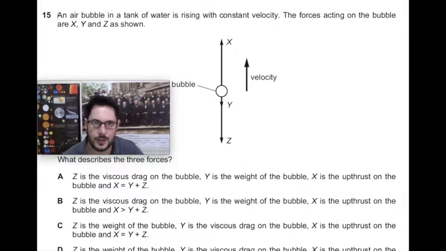We know that weight always acts downwards. We know that up thrust always acts up. So x is up thrust. Y or z is weight, and one is drag because it's moving. So there's viscous drag. Because it's an air bubble, the weight is very small. So y is weight, and z is the drag on the bubble, which balances it out. So z is the viscous drag, y is the weight of the bubble, x is the up thrust. The answer is A.